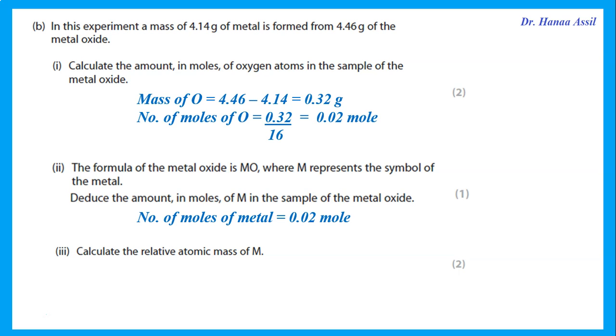Now, what is the relative atomic mass of M? So I'm trying to get the Mr from the number of moles. How do we get Mr? Remember, number of moles is mass over molecular mass. So the molecular mass is the mass over the number of moles. We are told that the mass of metal is 4.14. Divide by the number of moles that we got. We find that the atomic mass is 207.